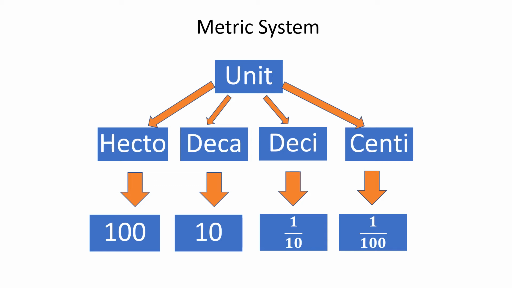You might now be getting it: from unit, if you want to go to your left, then you need to multiply. From unit, if you want to go to your right, then you need to divide. From the last one, centimeters.